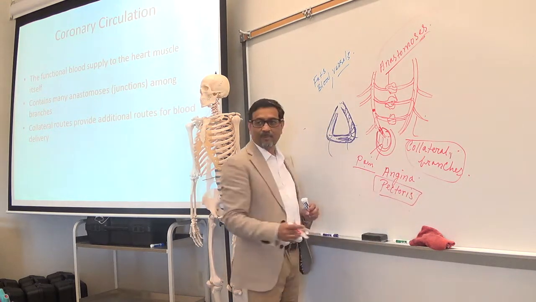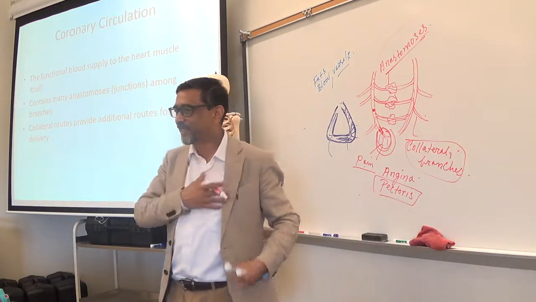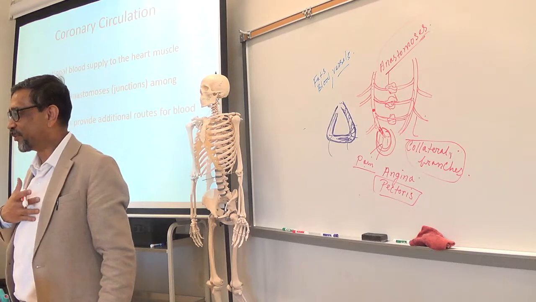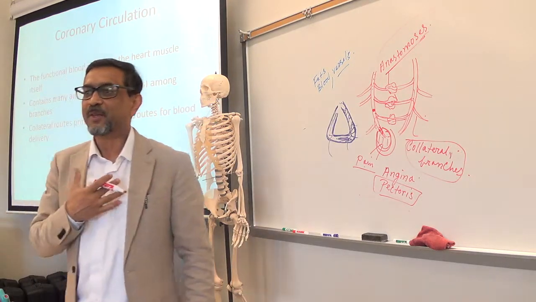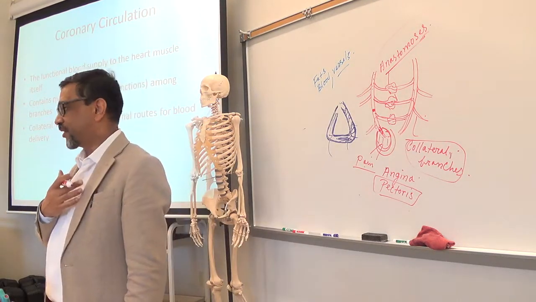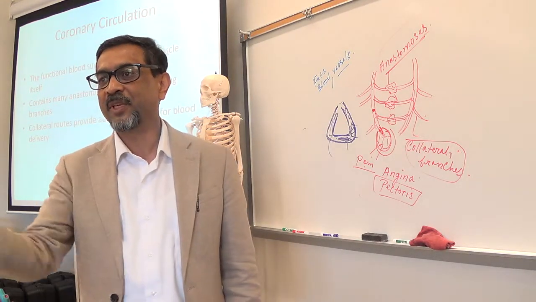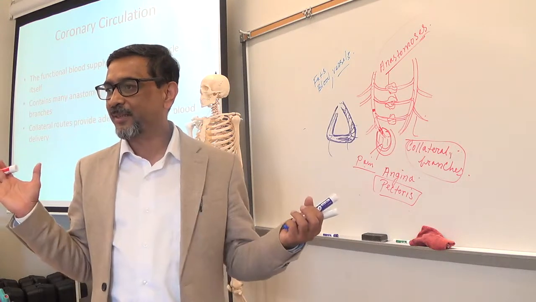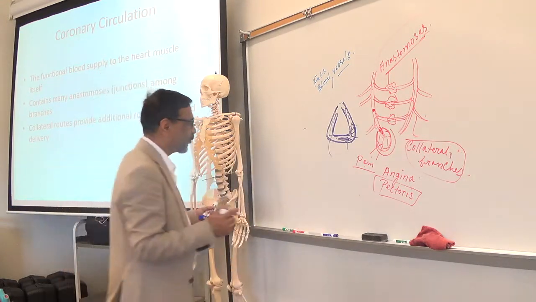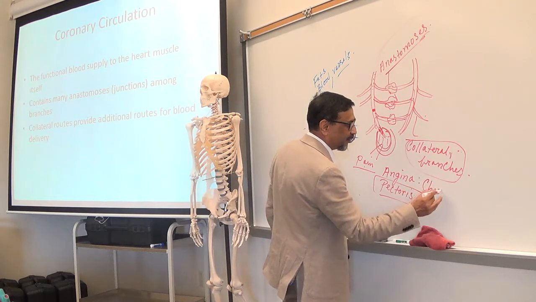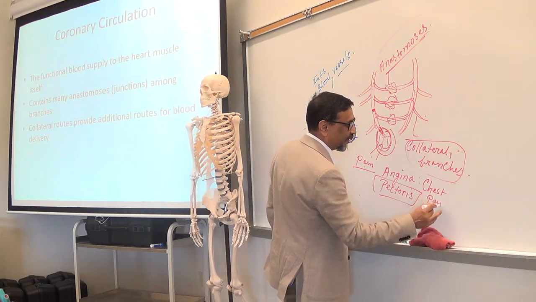Pectoris means what? Pectoral. Pectoral area is which area? Chest. You all know, right? Pectoral is major, minor. Remember those muscles? Okay. So pectoral indicates the chest, and angina indicates pain. Angina means pain. So chest pain is angina pectoris. Also called what? Chest pain.